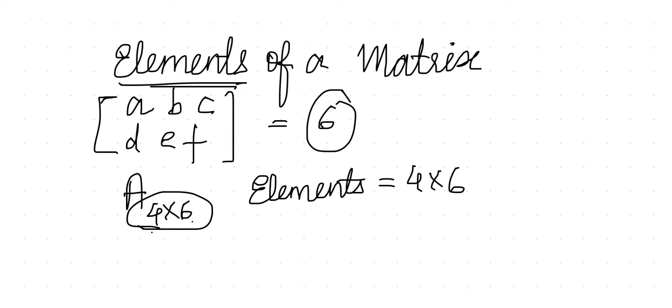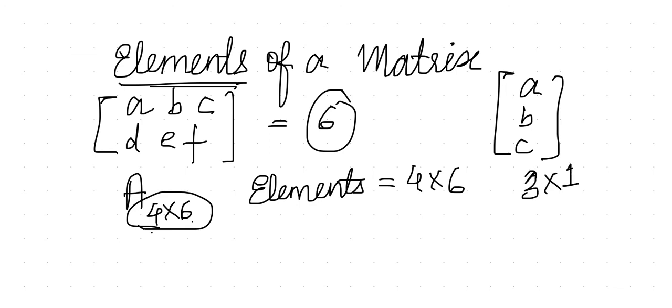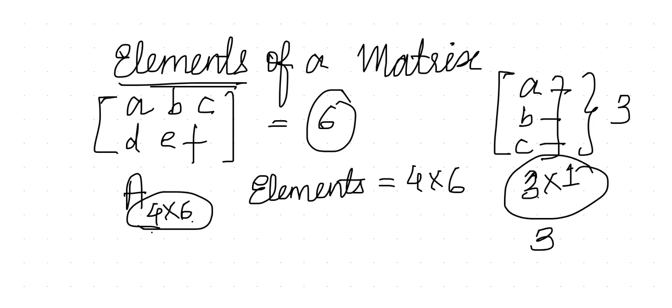Okay, so this is 6, and in general, elements means you are counting how many units there are. Suppose this is my matrix. First of all, what will be the order? The order will be 3 into 1. And if you want to find the number of elements, there are 1, 2, 3. So you can write 3, or from this formula also you get 3 into 1 is equal to 3. So the number of elements is 3. Basically, how many units constitute this particular matrix, that is called the elements.